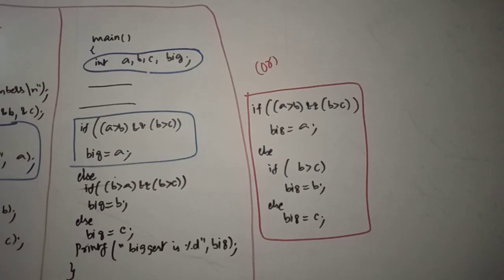Look at the small thing there, OR. If A greater than B and B greater than C, big is equal to A. Else means if A is not biggest. See, if A is not biggest, then you can compare only B and C, that is enough. No need of writing B greater than A and B greater than C. That is a traditional way of writing the program. Instead, you can write B greater than C. As A is not biggest, then you just check B and C only. If B greater than C, then big is B, otherwise big is C.